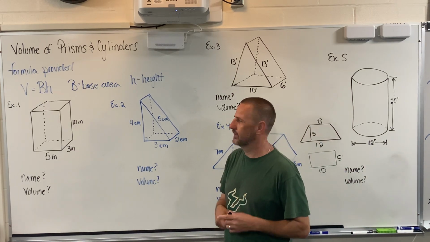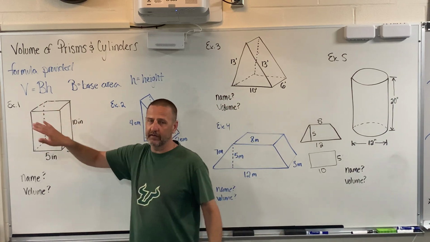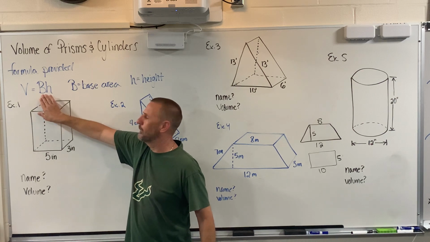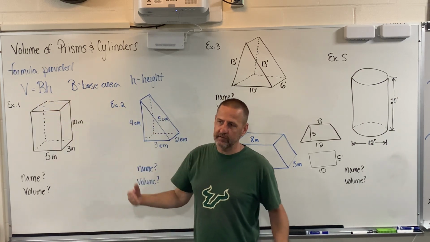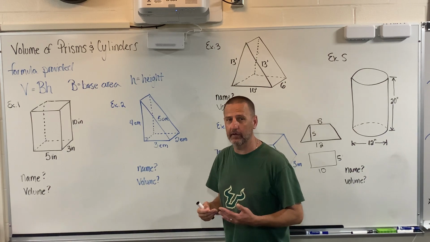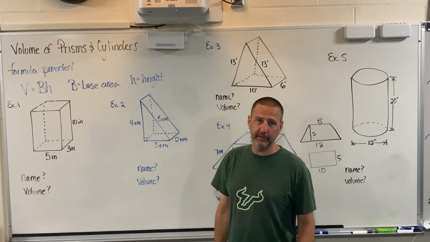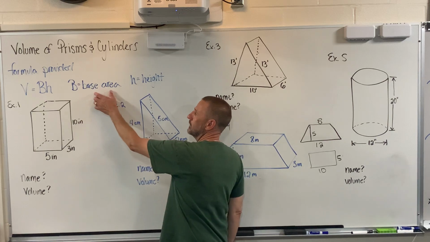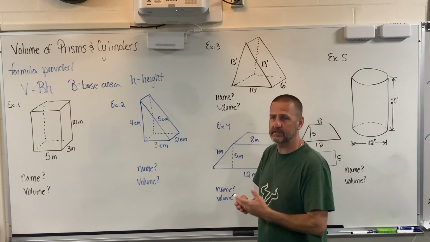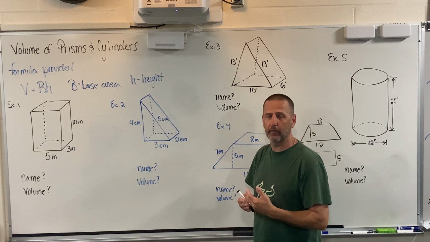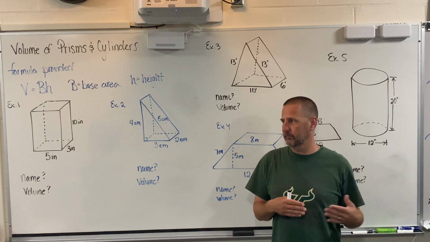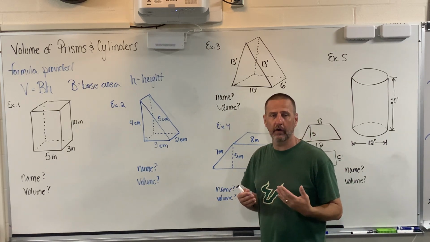So the first thing I want to look at is the formula they give us on standardized tests like the SAT and ACT. They give us this: volume equals capital B times H. And most kids get kind of confused because they don't really understand what capital B stands for. It's kind of a generic formula. The capital B stands for the base area. So when you talk about the shape, you have to identify what that shape is, and then from there we want to work with the area of that shape and then multiply it by the height of the particular object.